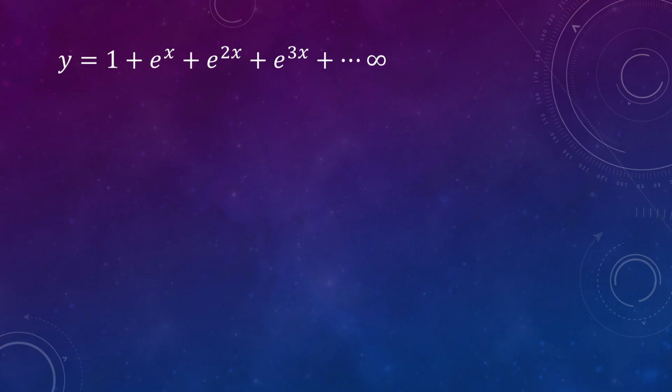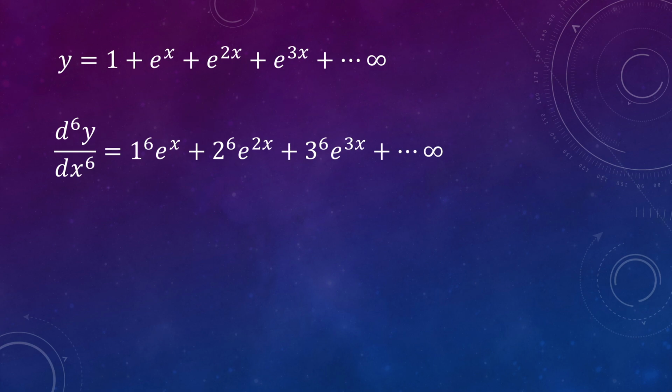Now, since y equals 1 plus e raised to x plus e raised to 2x plus e raised to 3x, all up to infinite summation, we can take the sixth derivative of y as equal to 1 raised to 6 times e raised to x plus 2 raised to 6 times e raised to 2x plus 3 raised to 6 times e raised to 3x, all up to infinite summation. So this can be written as the summation of n raised to 6 times e raised to n times x, with n varying from 1 up to infinity.